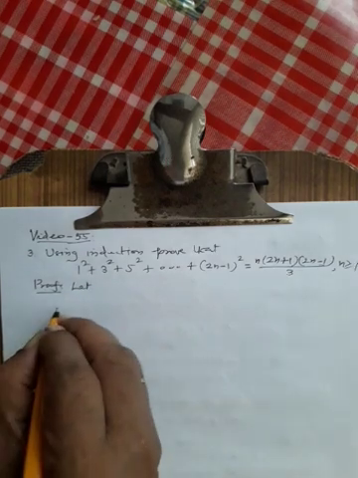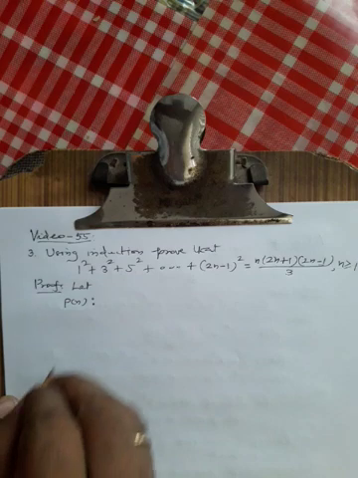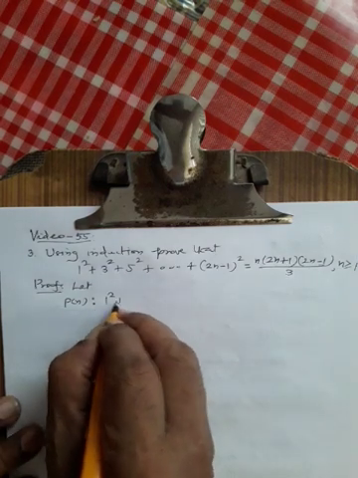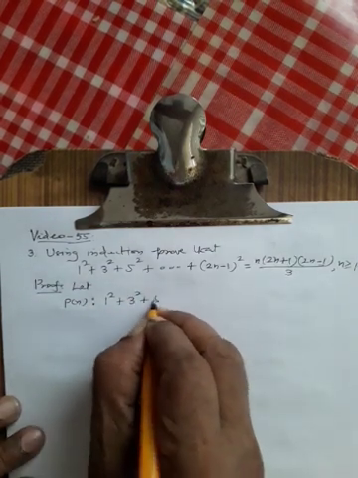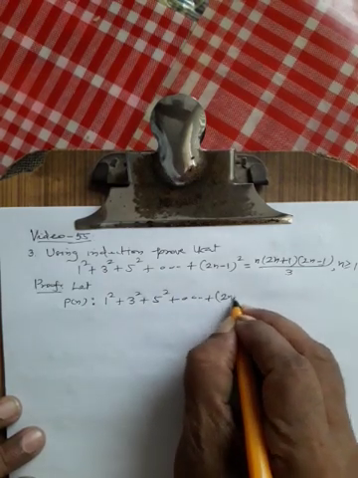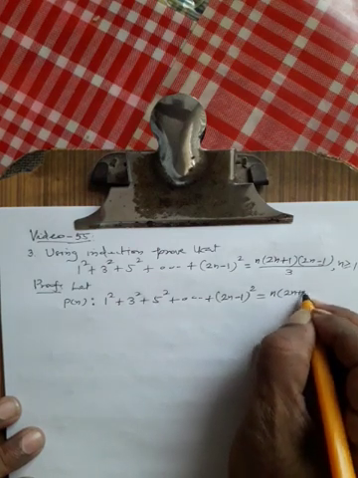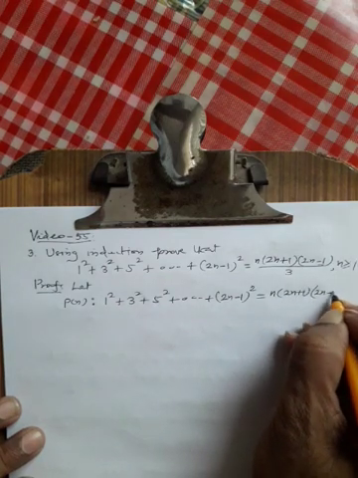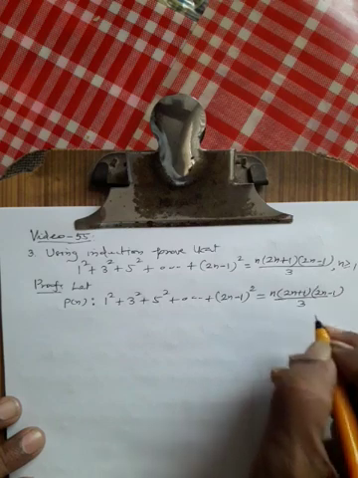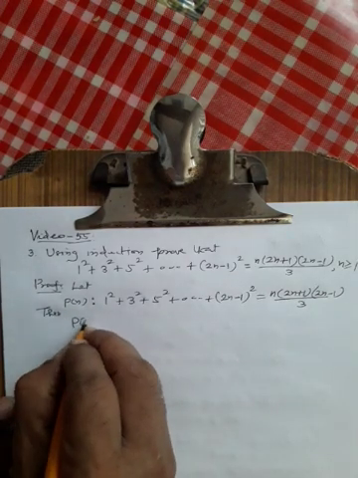Let what you want to prove be the statement P of n. Let P of n: 1 squared plus 3 squared plus 5 squared plus etc. plus (2n minus 1) the whole squared equal to n into (2n plus 1) into (2n minus 1) by 3. Then we have to list out what is P of 1.